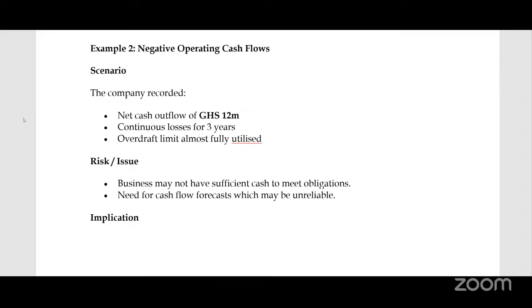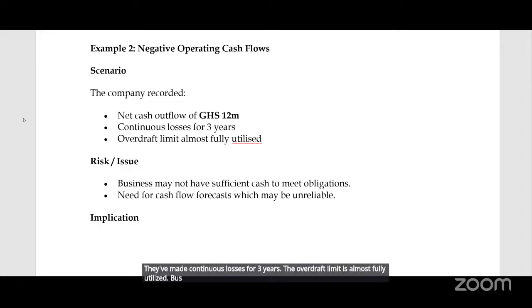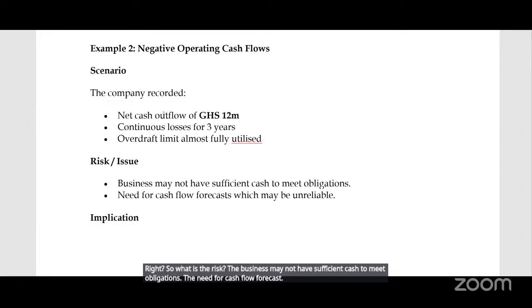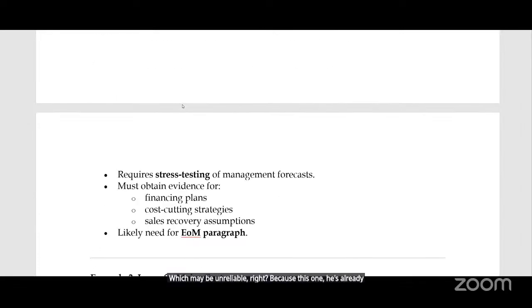Let's say the company has a net cash outflow, right? They've made continuous losses for 3 years. The overdraft limit is almost fully utilized. Business risk, right? So what is the risk? The business may not have sufficient cash to meet obligations. The need for cash flow forecast, which may be unreliable, right? Because this one is already facing cash problem. So this requires stress testing over management forecast.